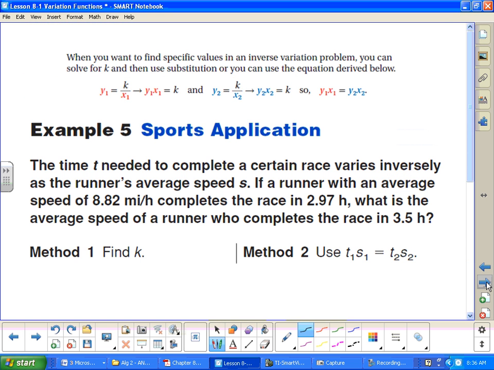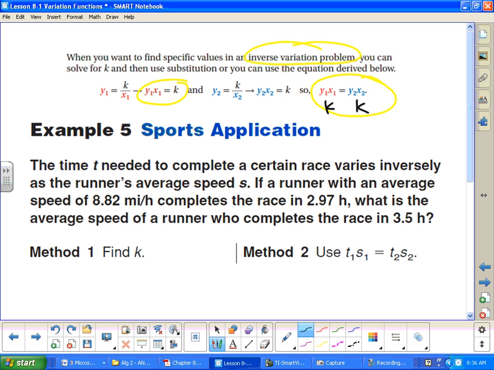All right. Now, when we have inverse variation problems, the formula that works out is a little bit different. Instead of having a proportion, we basically have a product: x times y is equal to x times y, because we figured out that k is equal to x times y. So both of these values would be equal to k. So I can say y sub 1 times x sub 1 equals y sub 2 times x sub 2.